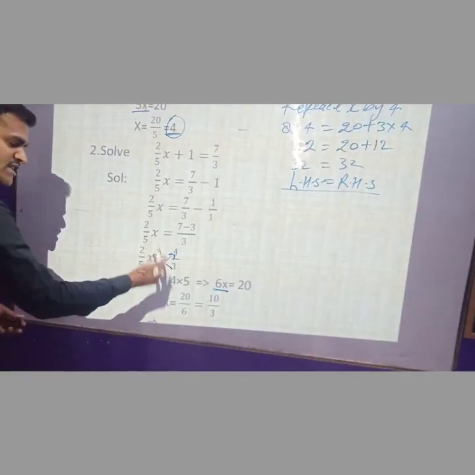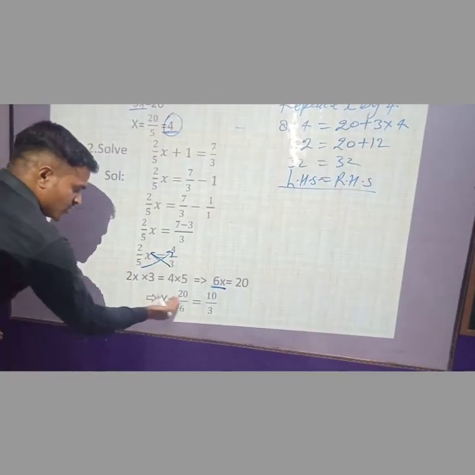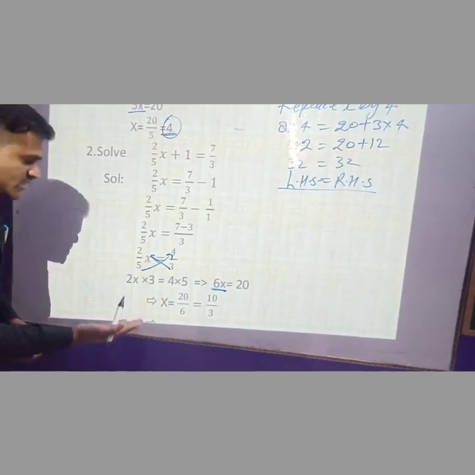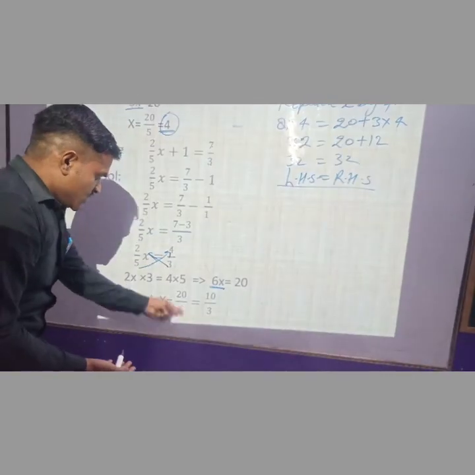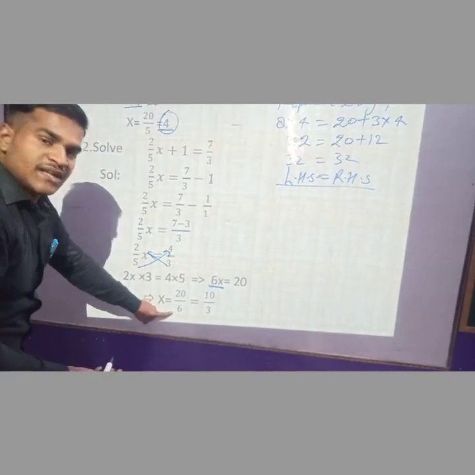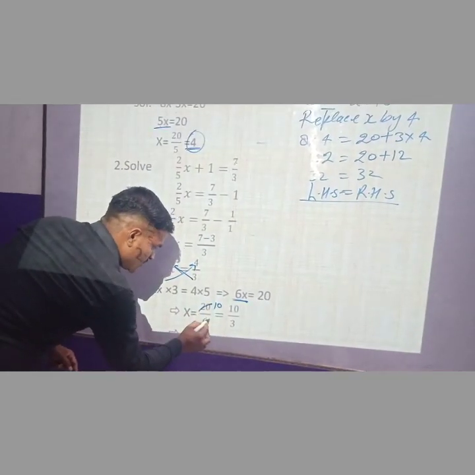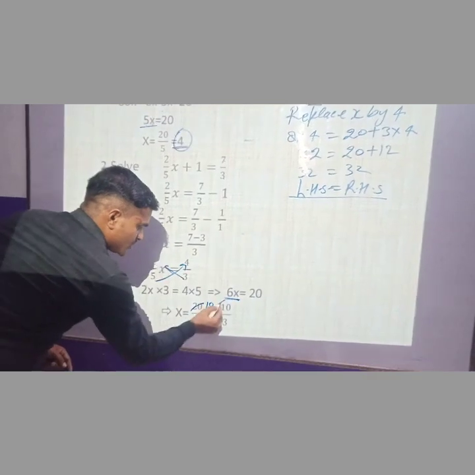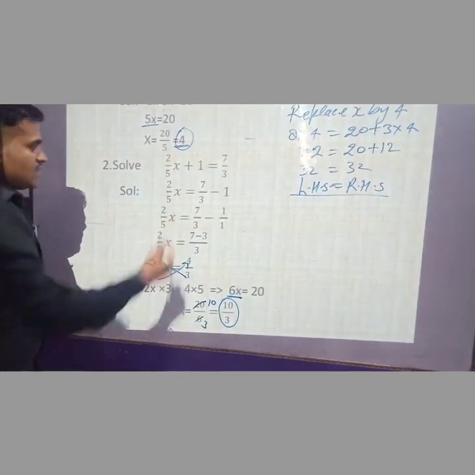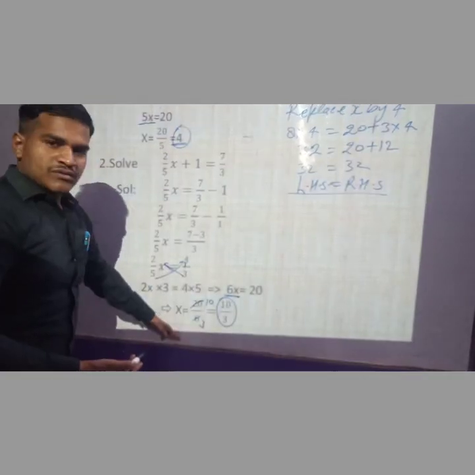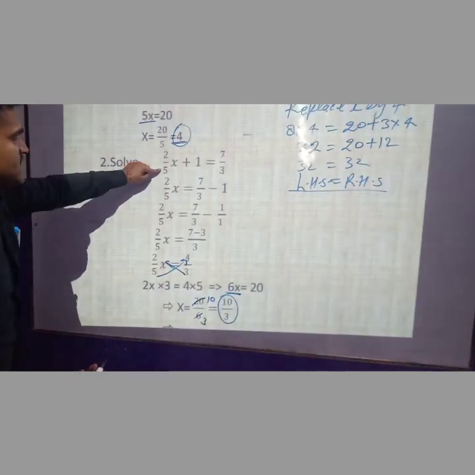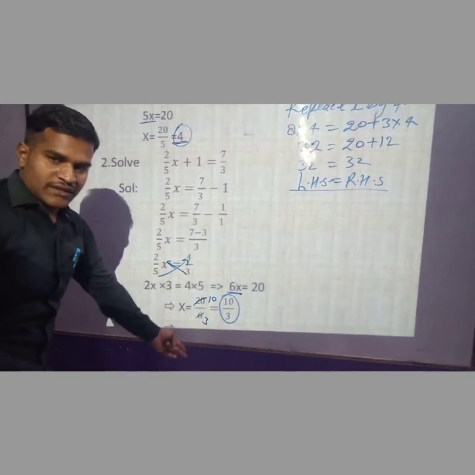Now we will transpose 6 from left to right. So we get x is equal to 20 upon 6 by transposition law. Yes, 20 upon 6. So 20 and 6 both are divisible by 2. So we get 2 tens are 20 and 2 threes are 6. So x is equal to 10 upon 3 is the solution. Like that you can check it also. Replace x by 10 upon 3.